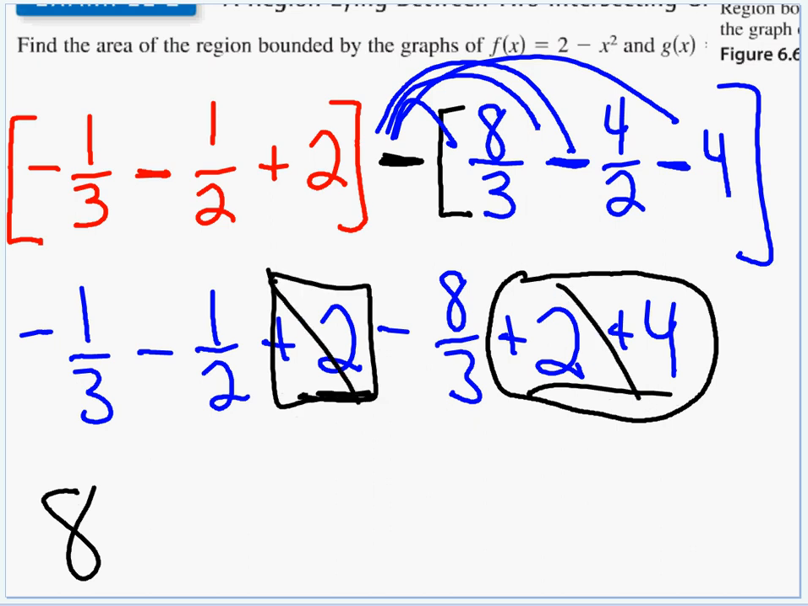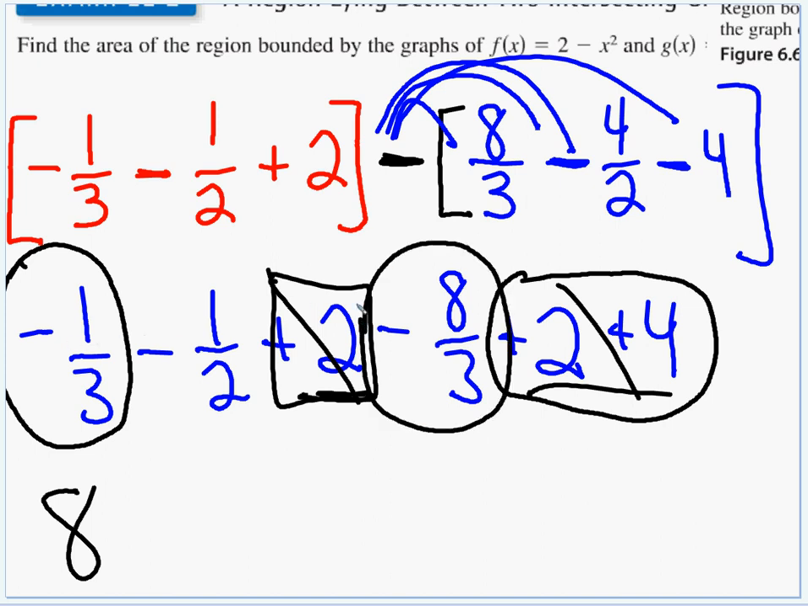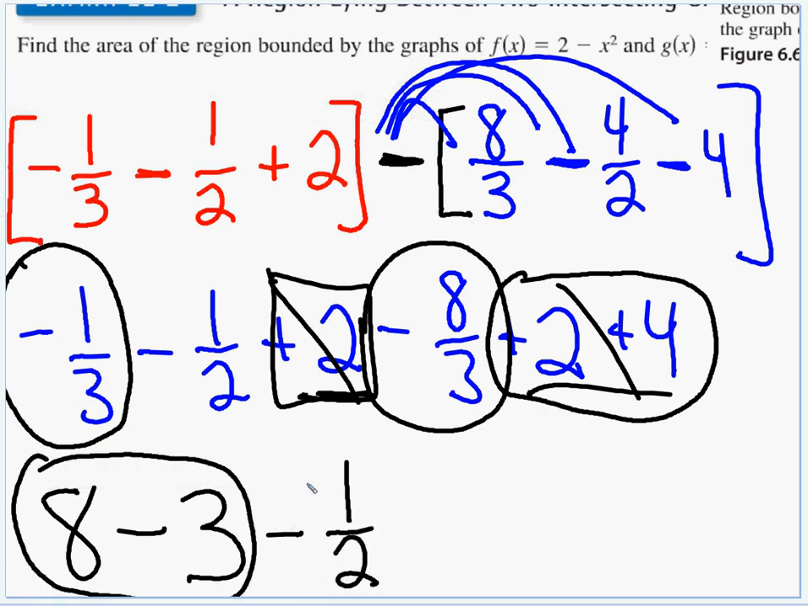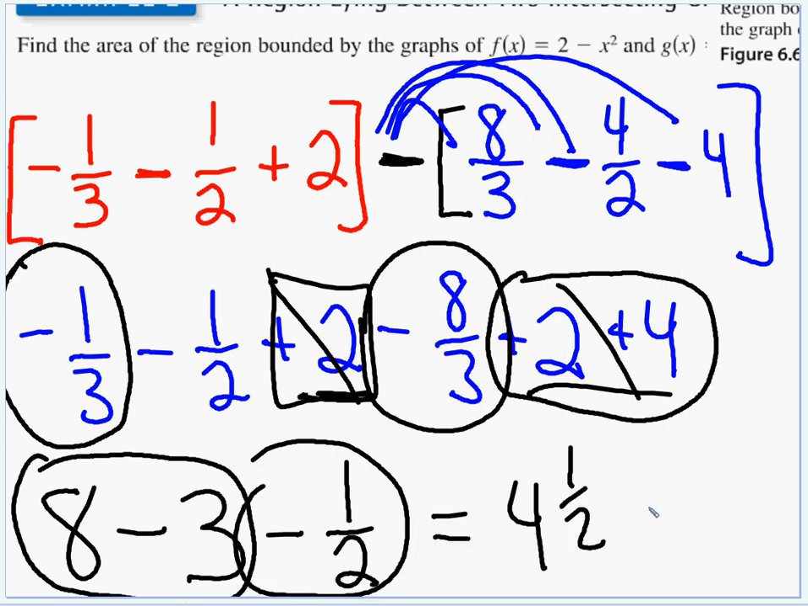So I've taken care of those. I've got a negative 1/3 minus 8/3 more. That is a negative 9/3, and 9/3 is 3. So that becomes 8 minus 3 minus another half. So 8 minus 3 is 5. 5 minus a half is 4.5, or if you prefer improper, 9/2. Okay, not too bad.